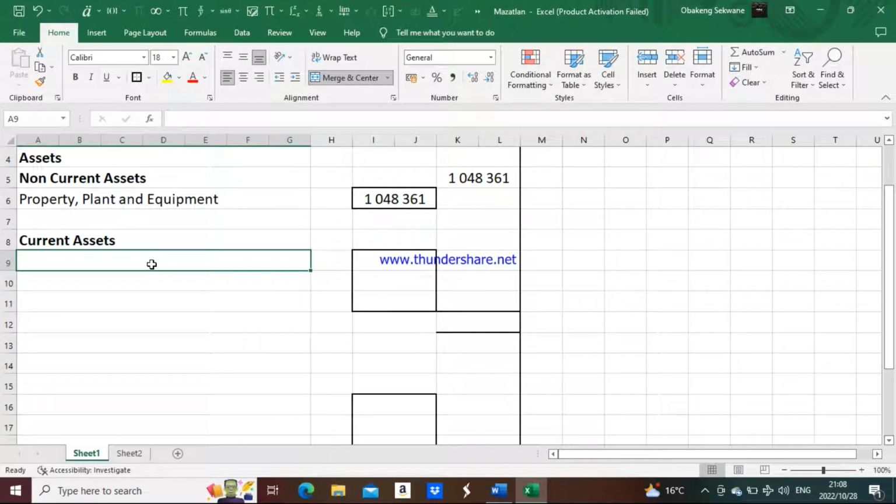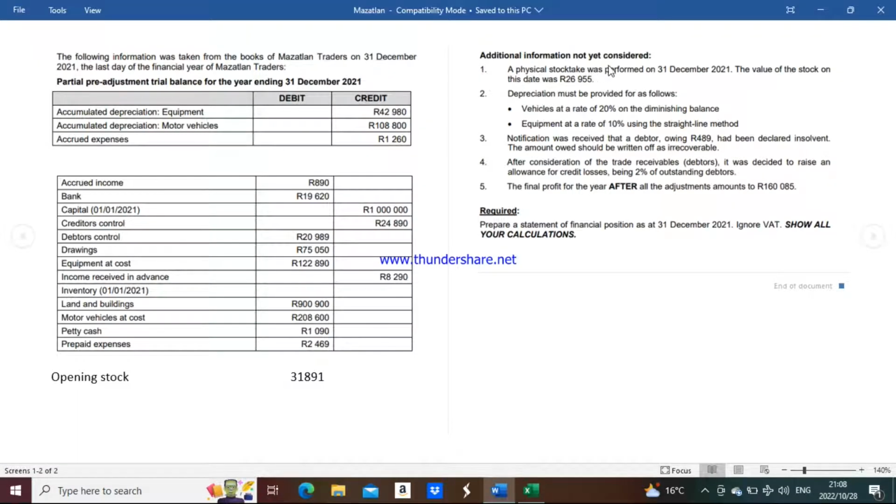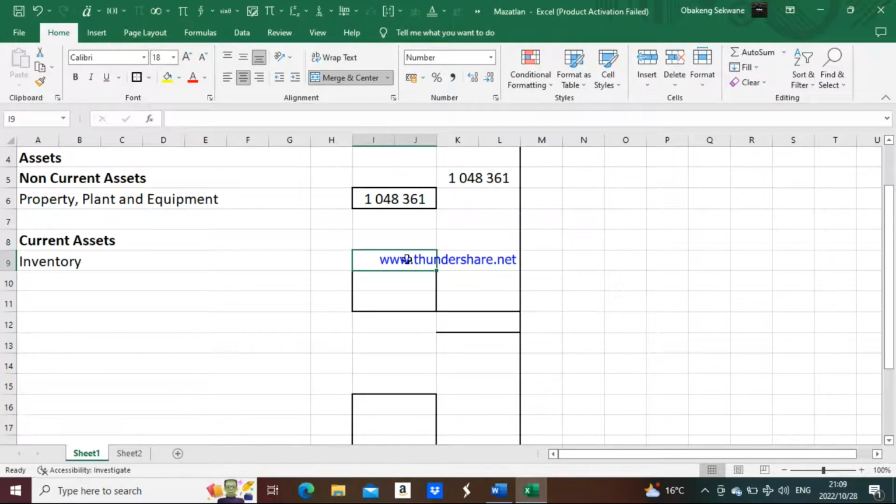So next, in our current assets, we're obviously going to have inventory. If you remember on our first note, it said the physical stock take was performed on 31 December 2021. The value of the stock on this date was 26,955. So our inventory amounts to 26,955.